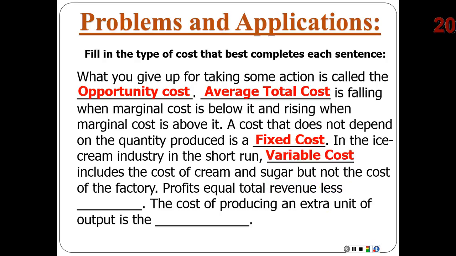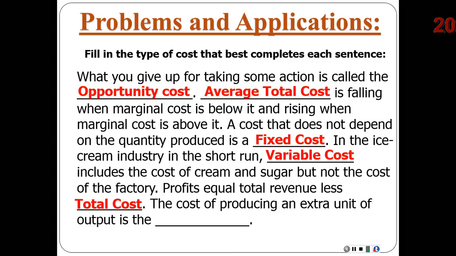Profits equal total revenue minus total cost. We haven't really talked about that yet, but we will. Profits are total revenues minus total cost. And then the cost of producing an extra unit of output, extra meaning marginal, is the marginal cost.